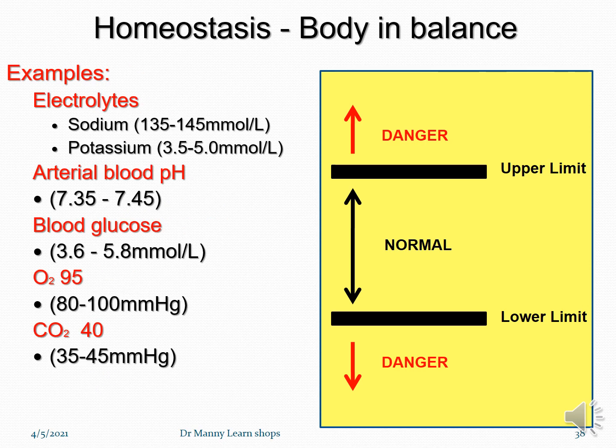So, other examples of homeostasis, the body in balance, can be electrolytes. Sodium, potassium, calcium, chloride, magnesium, etc. They all have to be within a normal range. Arterial blood gases, the pH. Look at the range, very narrow, 7.35 to 7.45. Blood glucose, less than 3.6, you're hypoglycemic. Greater than 5.8, you're hyperglycemic.